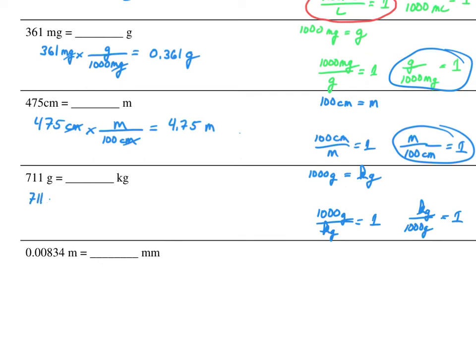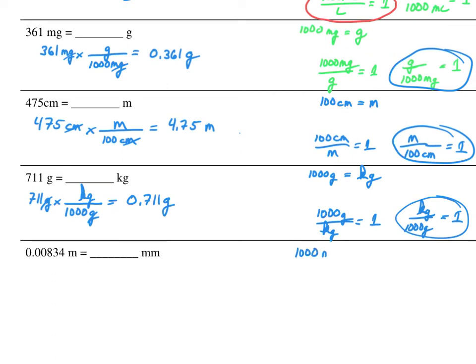We can choose which one to use by writing down our initial number with its unit and noting the units that need to be canceled. Here we see we have to cancel grams. So we know 1,000 grams has to be in the denominator. The numerator is kilograms. Grams cancel, so we divide by 1,000. 1,000 is in the denominator. That indicates division. So we have 0.711 grams. And finally, meters to millimeters.